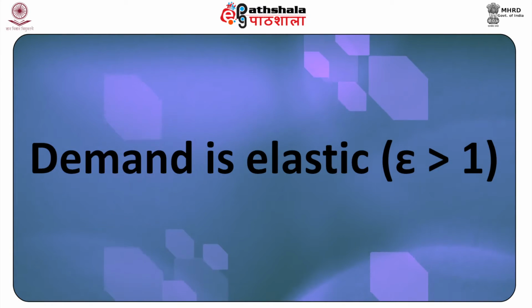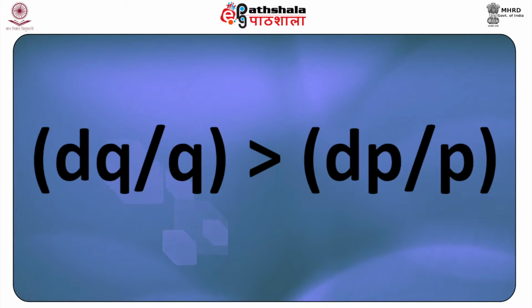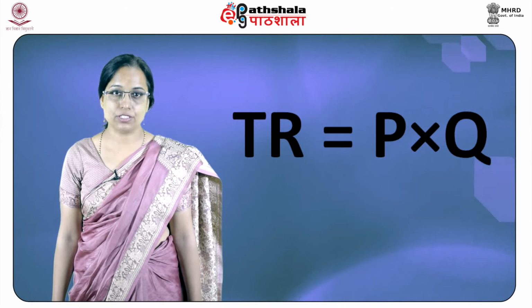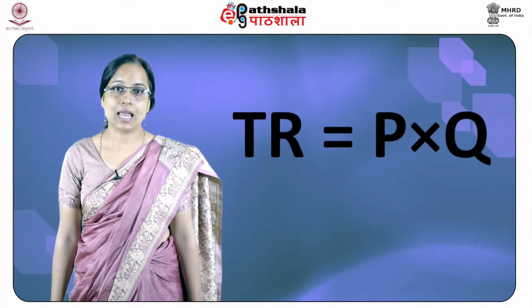Case 2, when demand is elastic. Recall from our discussion above, in this case dq by q is greater than dp by p. That is, the magnitude of the price effect is now less than the magnitude of the quantity effect. This pulls TR in the direction of the change in quantity as the quantity effect is dominant. In this case, as price increases, quantity decreases and total revenue decreases. In the opposite case, when price decreases, quantity demanded and TR would increase.